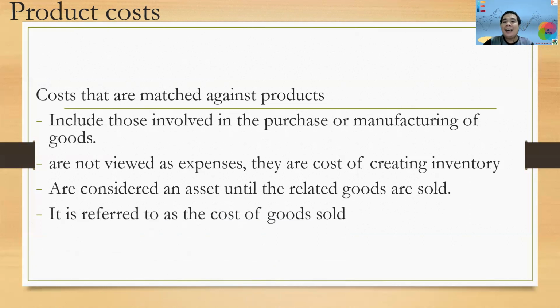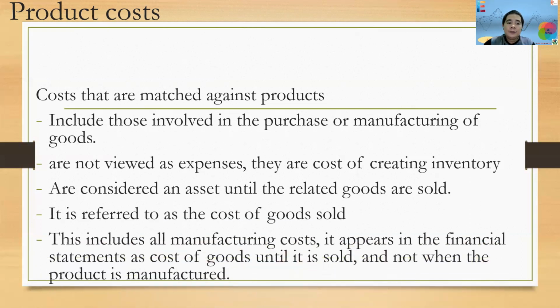So it is also referred to as the cost of goods sold. That is the cost of the goods that you actually sold. This includes all manufacturing costs. It appears in the financial statement as CGS or cost of goods sold when it is sold, and not when the product is manufactured.